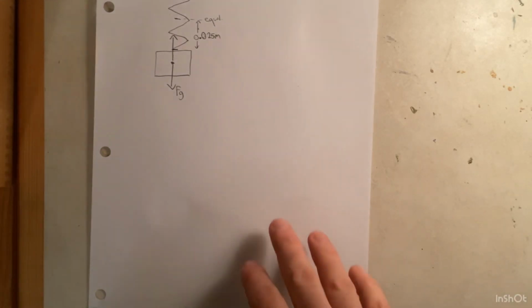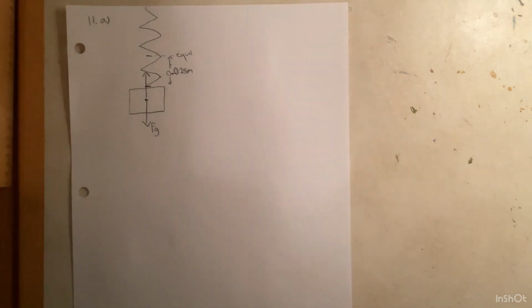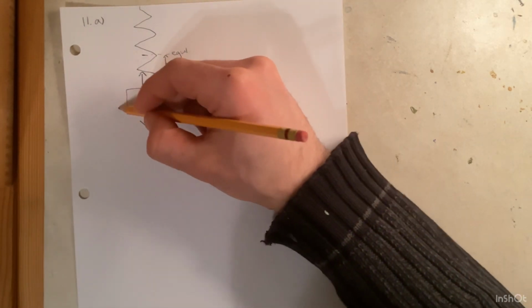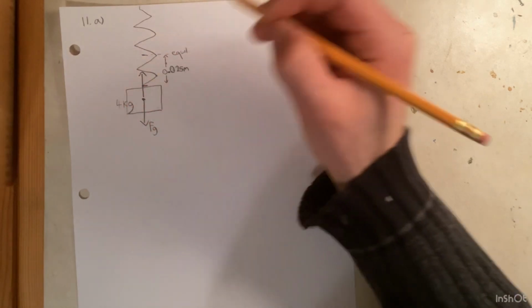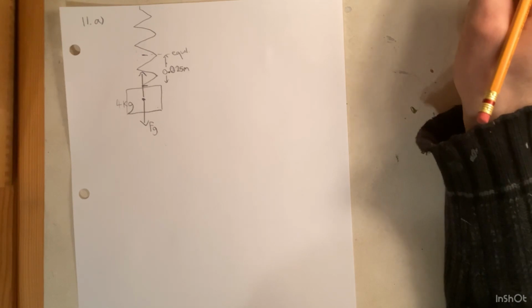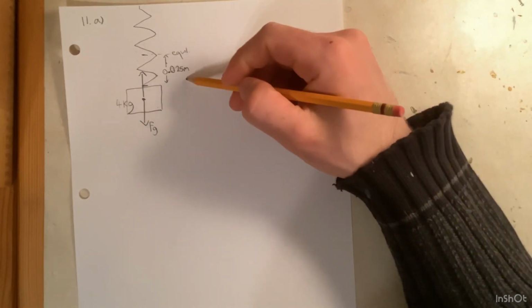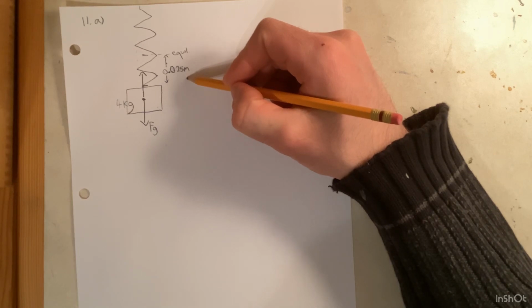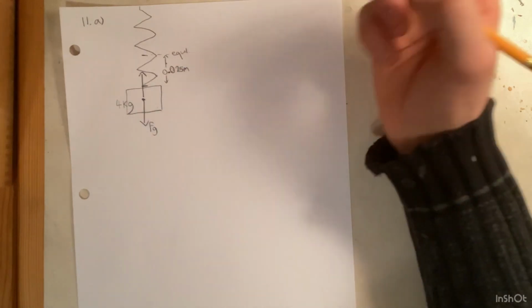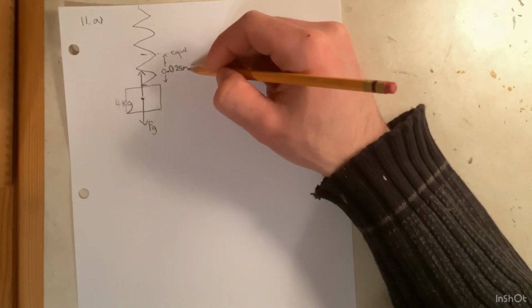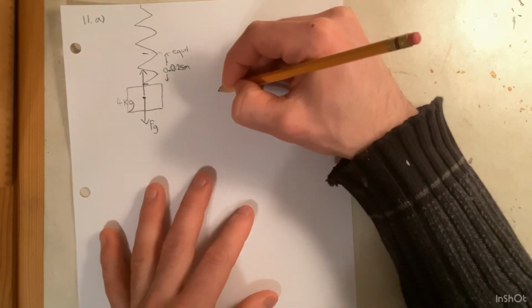Question 11. In this question, we have a 4 kilogram object hung vertically from a light spring that obeys Hooke's law. It's stretched 0.025 meters. If you take this out and swap it with a 1.5 kilogram block, we try to figure out what this would be. So let's draw that out.